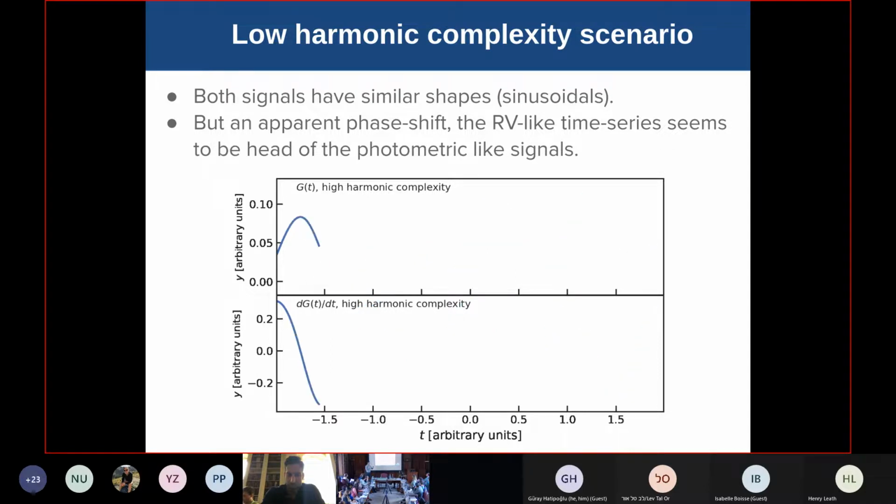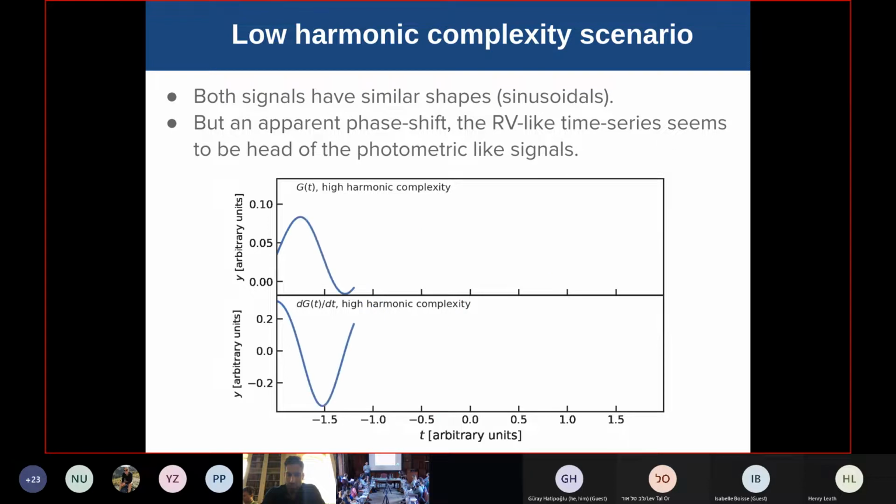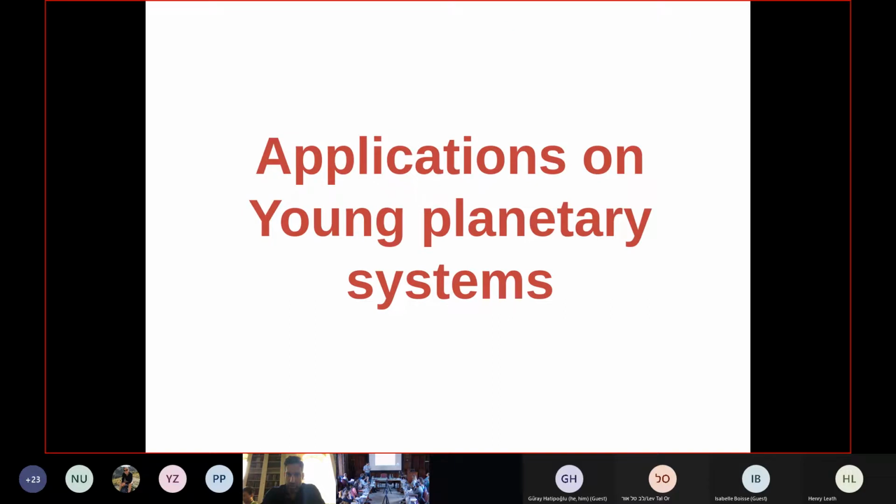So it's very important to see that if we believe that the RVs behave as the derivative of a signal that describes the activity indicators, things are a bit funny. The relation is not so linear. So I will now show some of the applications that we have used in order to measure some planetary masses using this multidimensional approach.